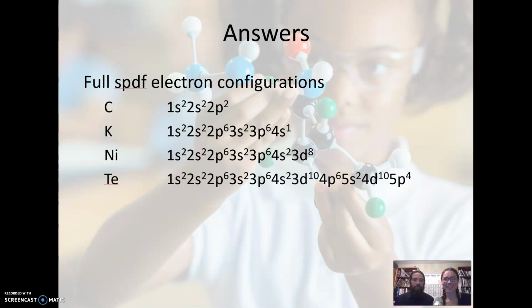Here's your answers. Wow, that tellurium looked like a real monster. It sure did. I hope we have a trick to make those a little shorter. I'm sure we do. Stay tuned. Yep. There's a trick.